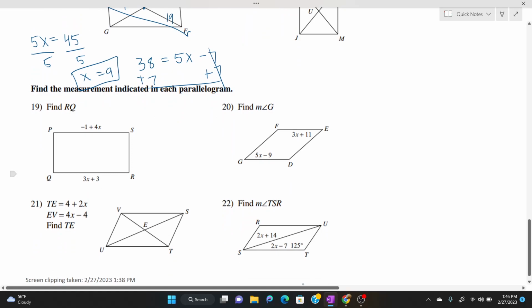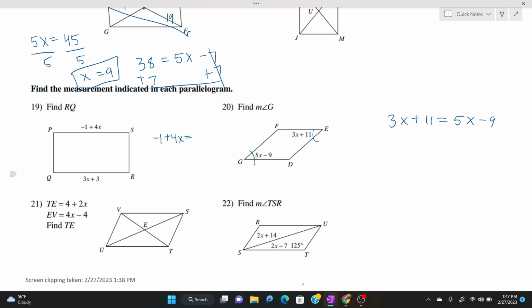Last couple. These are going to be similar. I'm given opposite angles, expressions for those opposite angles. You're going to set them equal and then solve. I'll let you try that on your own. Same thing here. I'm given two expressions for opposite sides. Once again, we will set them equal and solve. I'll let you try those on your own.